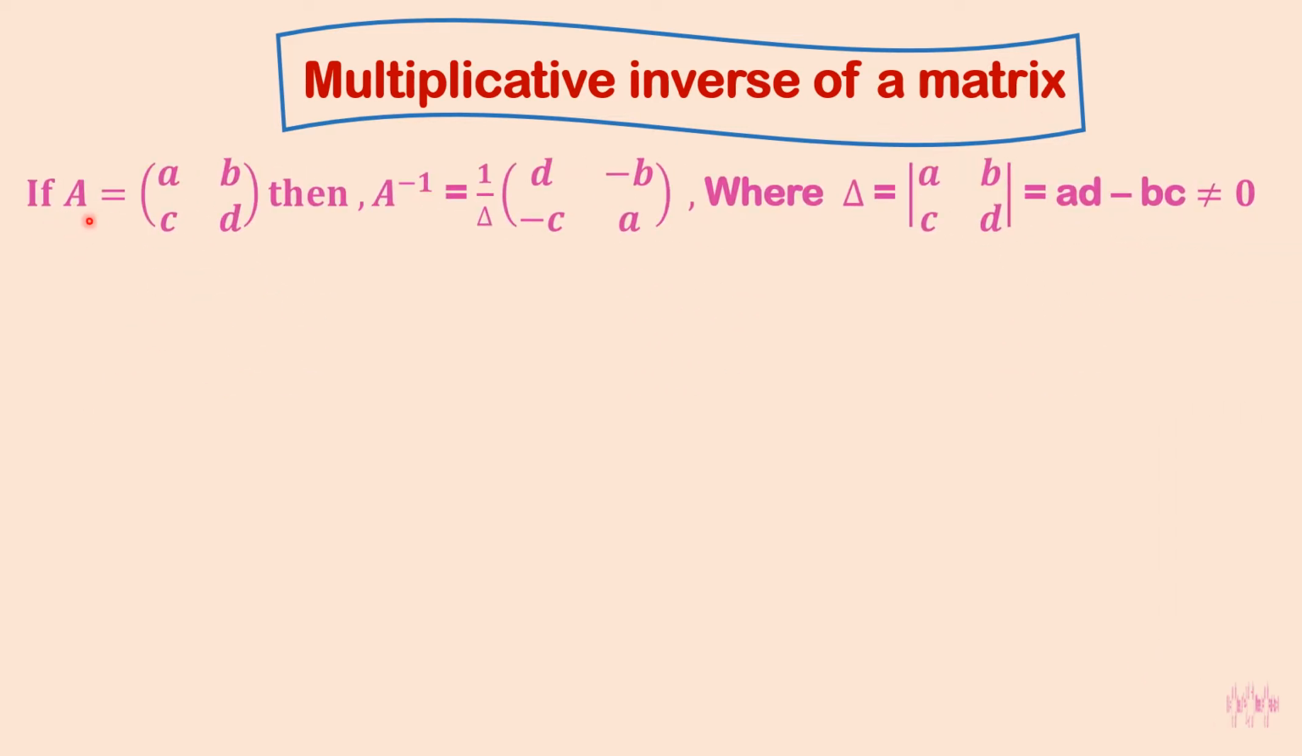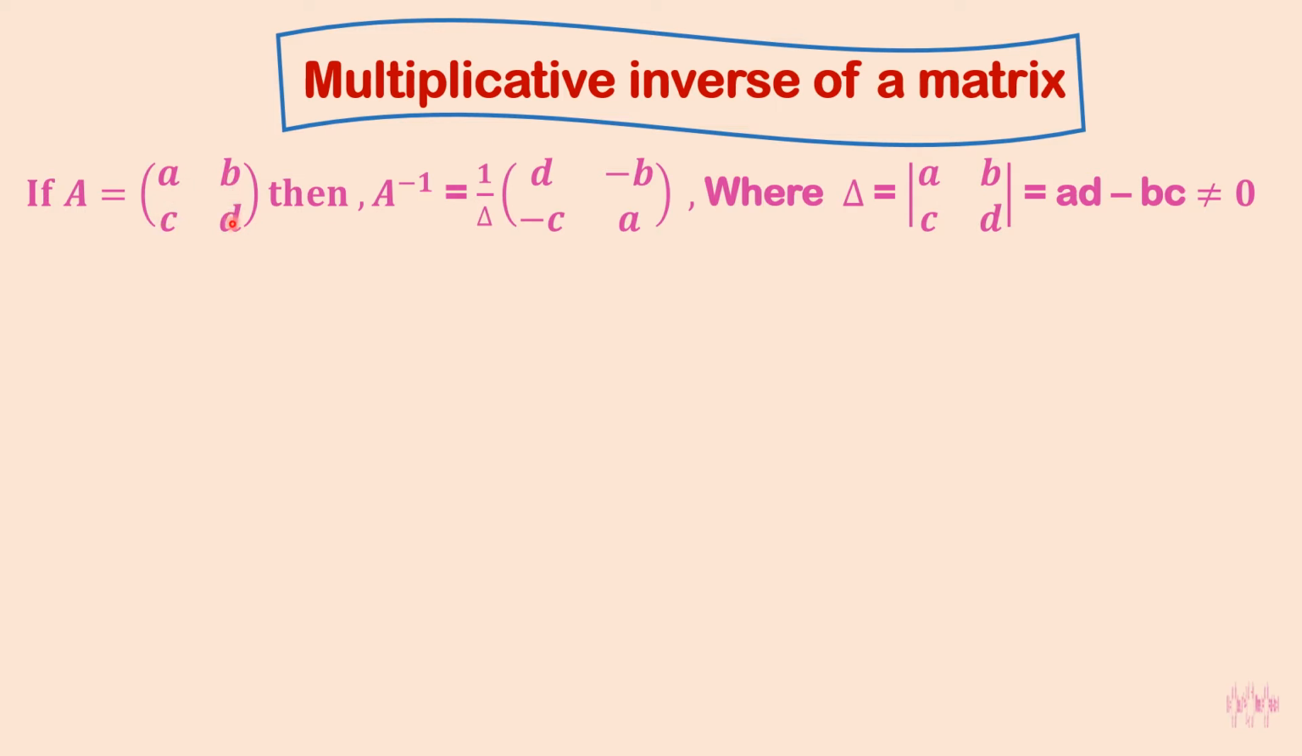If A is the matrix [a, b; c, d], then A negative 1, which means the multiplicative inverse of the matrix A, equals 1 over delta times [d, negative b; negative c, a]. What happened here? We move to the matrix A and we exchange the places of A and D and change the sign of B and C.